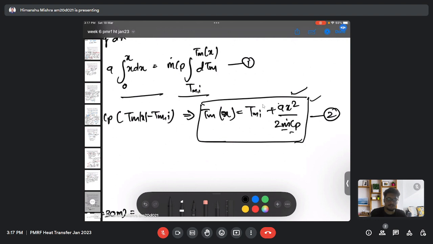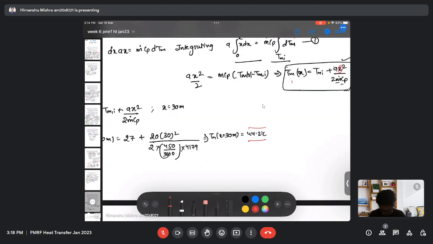So we need to put the value of x. Suppose we need to find the mean temperature at x equals 10, then we need to substitute x equals 10 here to find the mean temperature at 10 meter. And we found the mean temperature at 30 meter, which is about 44.2 degrees Celsius. So let's move to the next question.